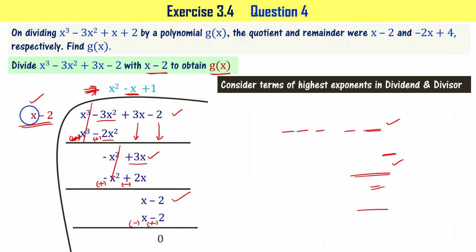Now, as we said earlier, the g of x is going to be the quotient of this particular division, right? So that is x square minus x plus 1. G of x equal to x square minus x plus 1. This is the answer we are looking for.